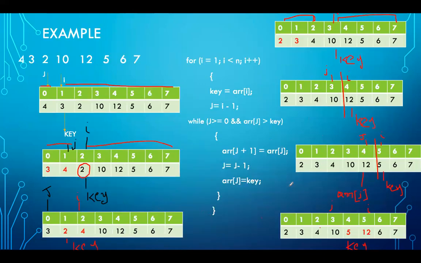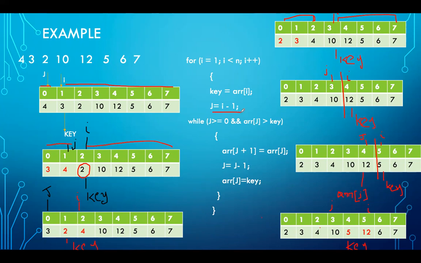So what will be the logic here? Here the I loop will be from 1 to n, that means up to the last element of the array. Here the key we are taking is equal to array of I, the first element where it is starting. And j is equal to I minus 1, that means the one next to that. If I equals 1, j will be 0. If I equals 2, j will be 1, like this, one element less than I.